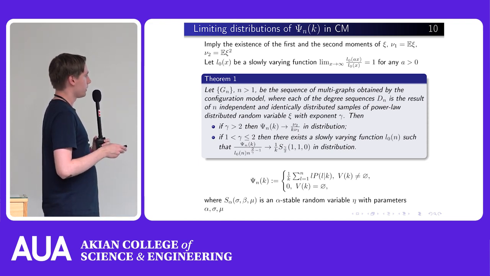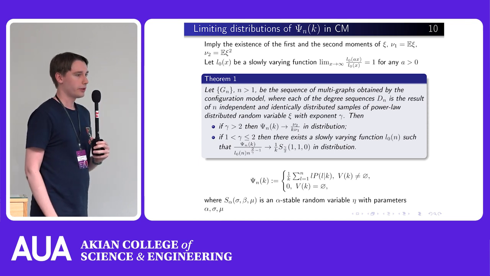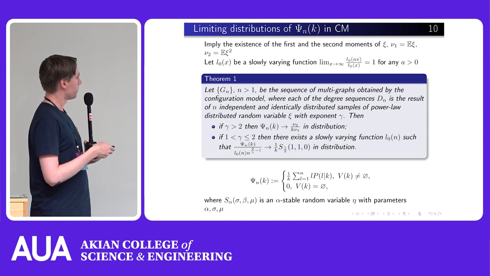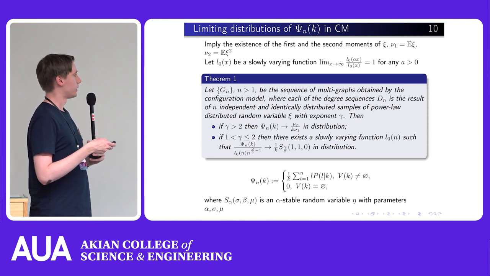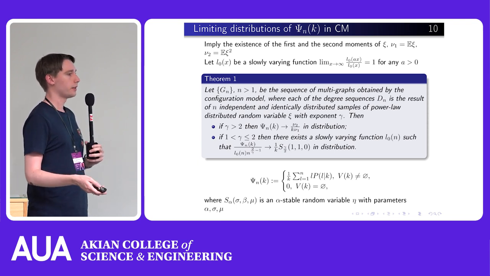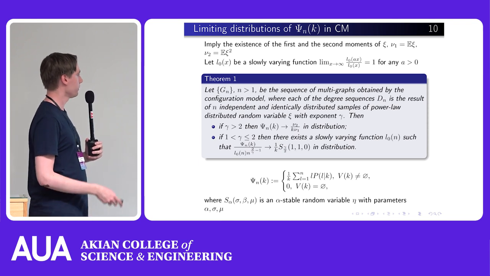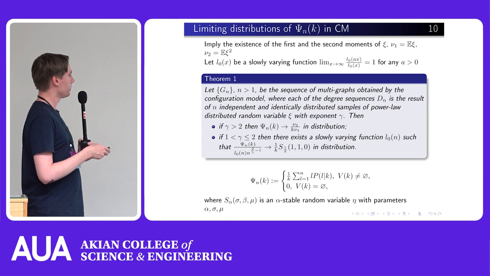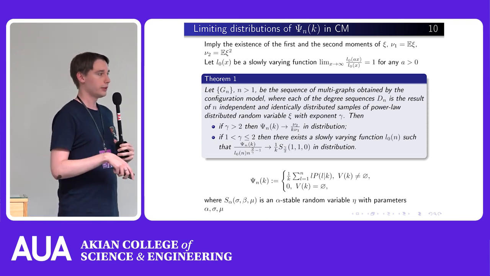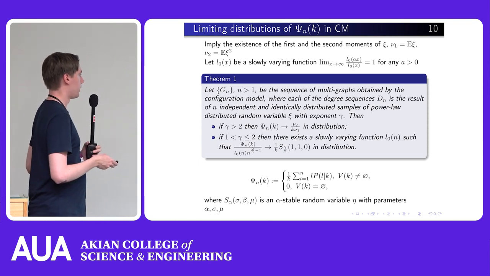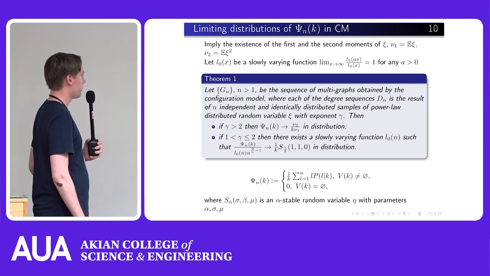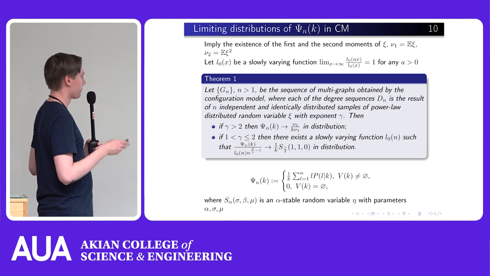Speaking about the proof of this theorem quickly, when gamma is more than 2, then the first and second moments are finite, and with the use of the central limit theorem, we get the following. And when gamma is between 1 and 2, then the second moment is infinite, and with the use of the stable law central limit theorem, we get the following result. Okay.